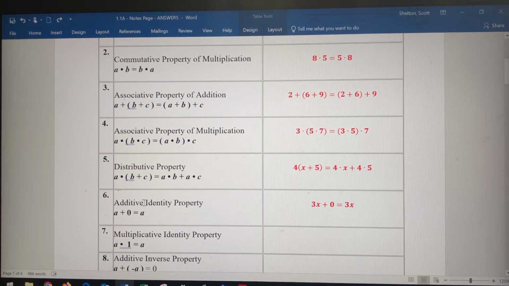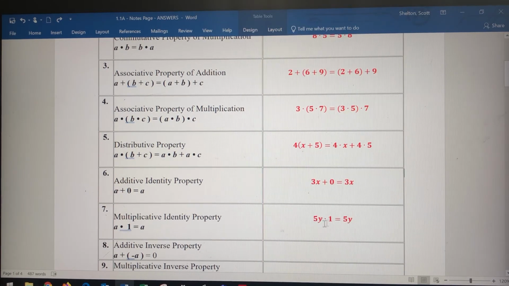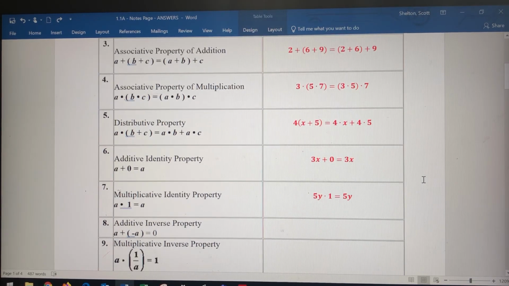Additive identity property. The identity property just means that we get what we started with, basically. Identity means the same or self or something like that, okay? So the additive identity, if we want to add 0 to any term, we're going to end up with that term, okay? So 3x plus 0 equals 3x, additive identity. Multiplicative identity, again, we want to get what we started with. A times 1 equals A. Well, if I multiply something times 1, I get what I started with, 5y. You're going to use this often to solve equations, okay?